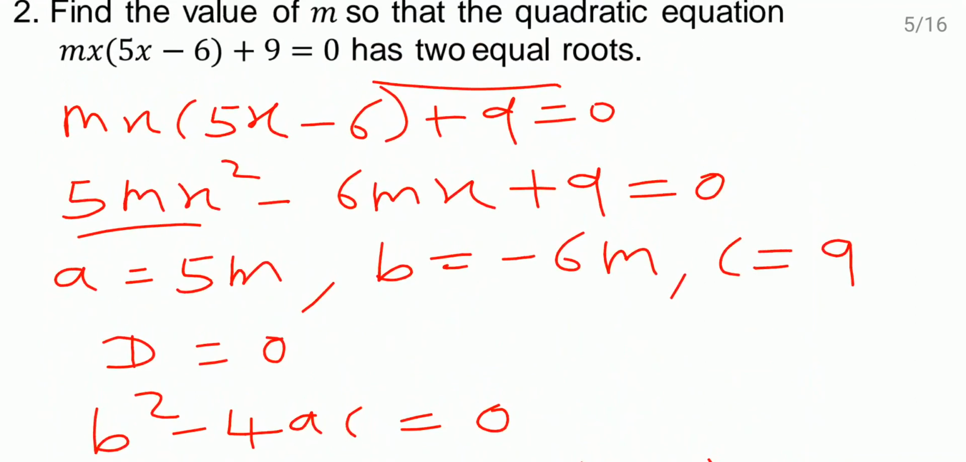If I substitute 0 here, this one will become 0. This one will also become 0. So what is left here? 9 is equal to 0, which is not valid. So the value of m equal to 0 is not valid.